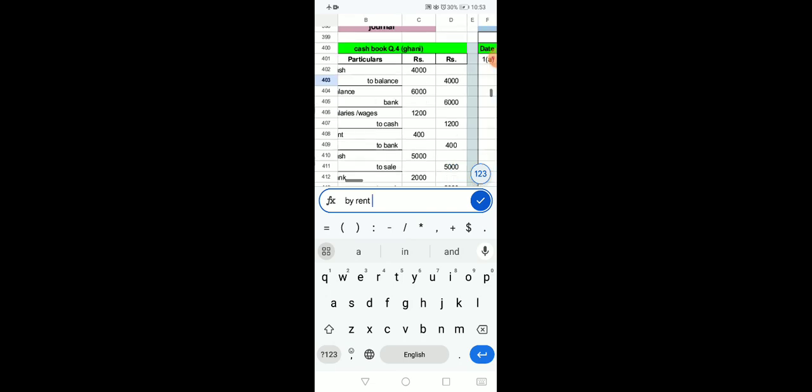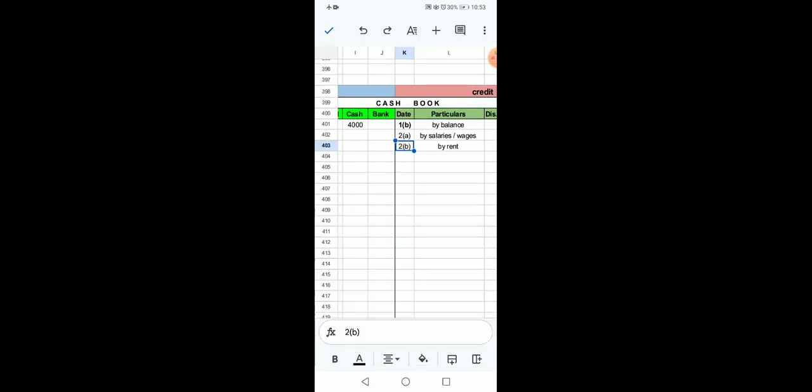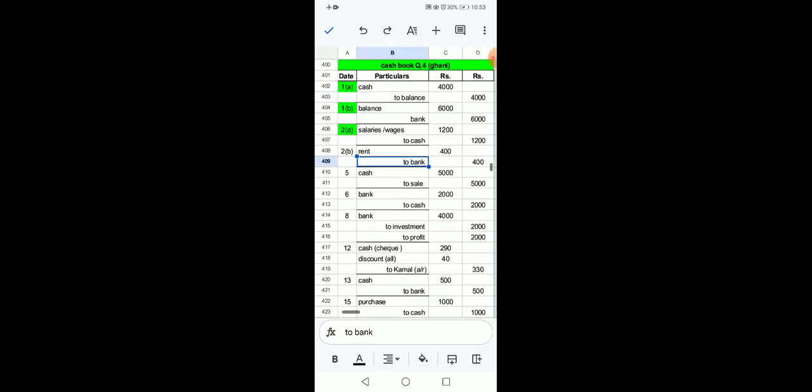See the date, which is 2B. Write down 2B over here. 2B was having only one element to be posted. We have posted it, and that means it is completed. Mark it as it has been done. And now entry number 5 we are up to.